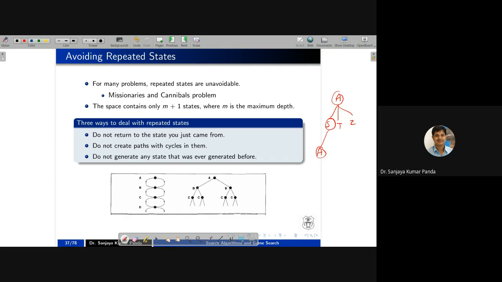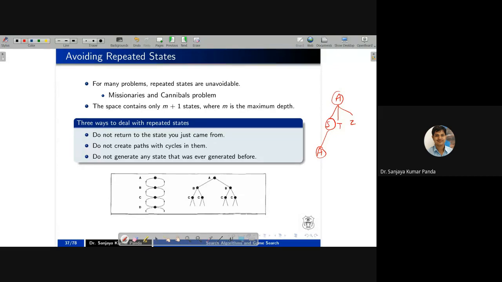Okay. Suppose you are moving from one side of the river to the other side of the river. In between also, you are again moving from that side to the other side. That's why this is called repeated states. So the space contains only m plus one states when m is the maximum depth. So in order to avoid these repeated states, you can say, do not return to the state you just came from. Like when you expand A, you will say, don't return to the state you just came from. You came from A, so A should not come as your successor. So that way you can avoid it.